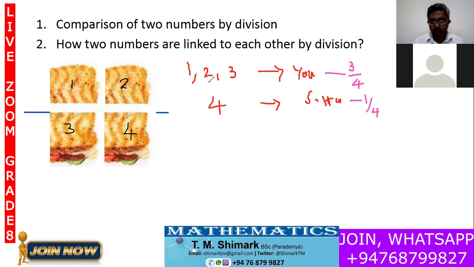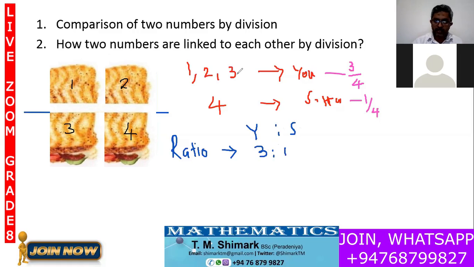That means if you are going to represent this in ratios, how can you tell the ratio between you and your sister? It's going to be like this. You got three parts and your sister got one part. 3:1.